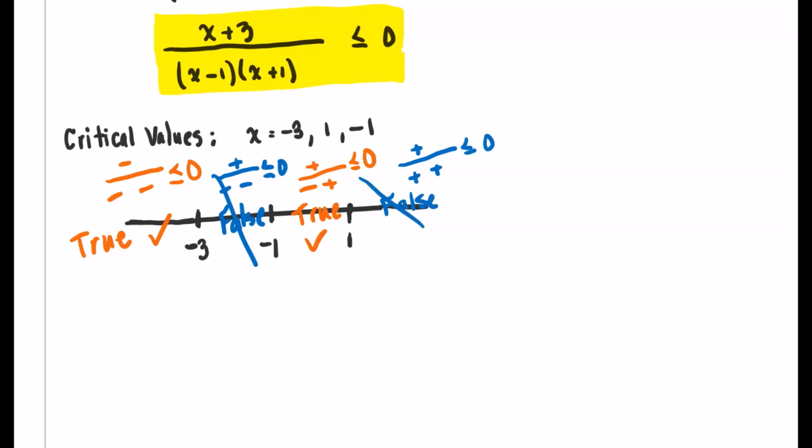So that means my 2 regions that work then are any of the numbers that are smaller than -3, and then any numbers in between negative and +1.